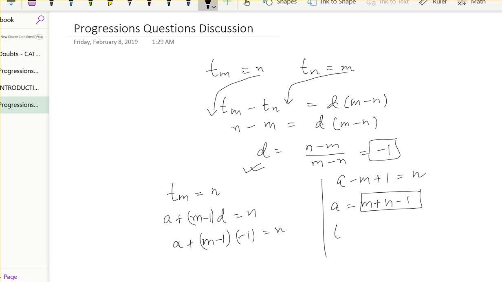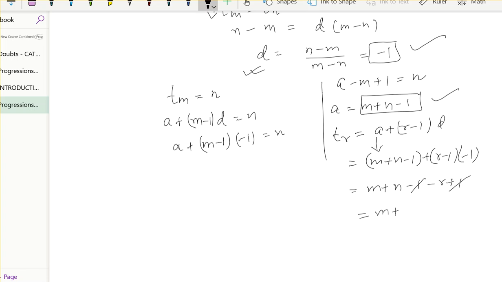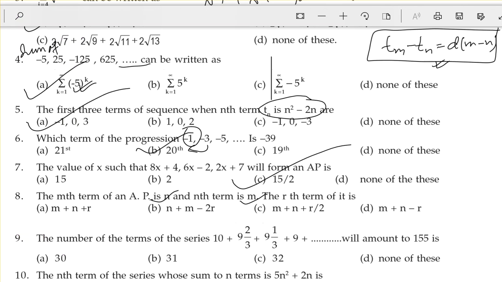Now we have to find Tr. Tr is equal to a plus r minus 1 into d. We have d, we have a. We put it here: m plus n minus 1 plus r minus 1 times d. What is d? Minus 1. So m plus n minus 1 minus r plus 1, that is m plus n minus r. So m plus n minus r is our correct answer.